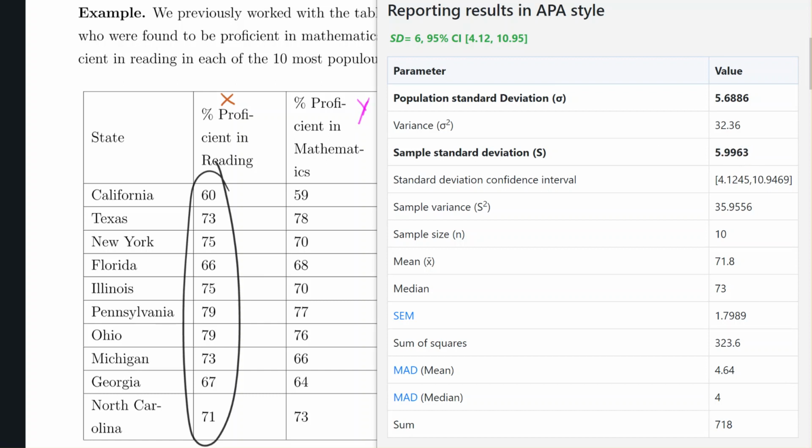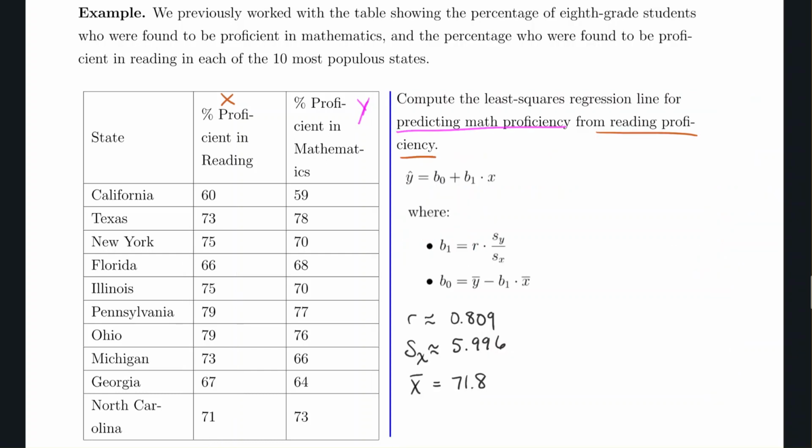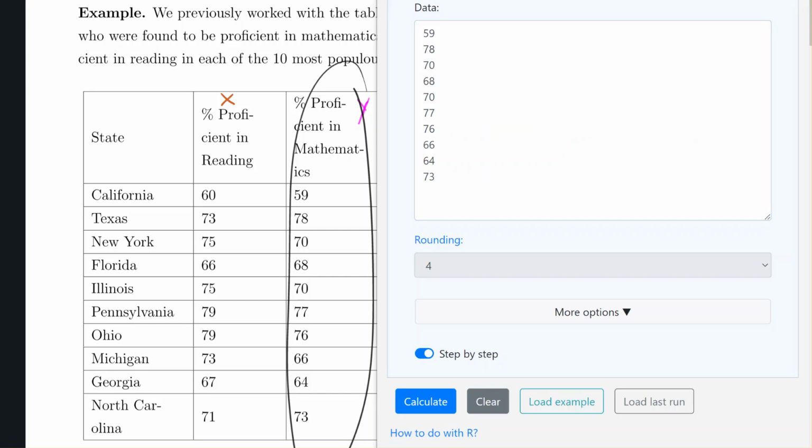And nicely, I notice I was already given the sample mean 71.8, so I'll write that down as well, x bar. Next, we just repeat the process for our y data values. So we type this in again into our online calculator. And here, let's just verify we've got 59, 78, 70, 68, 70, 77, 76, 66, 64, and then 73. We'll press calculate.